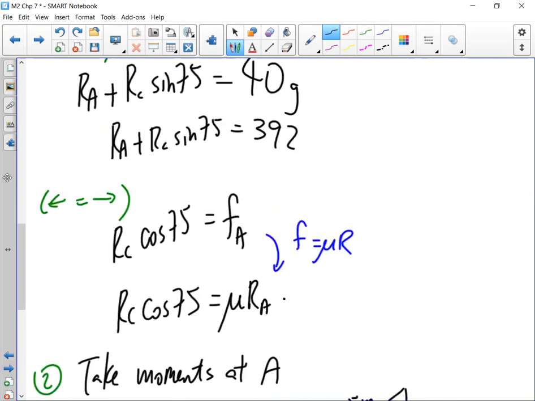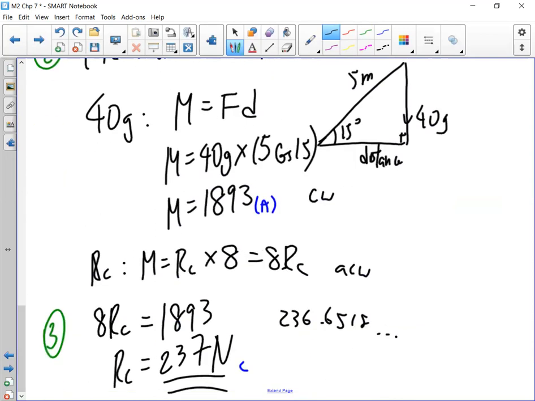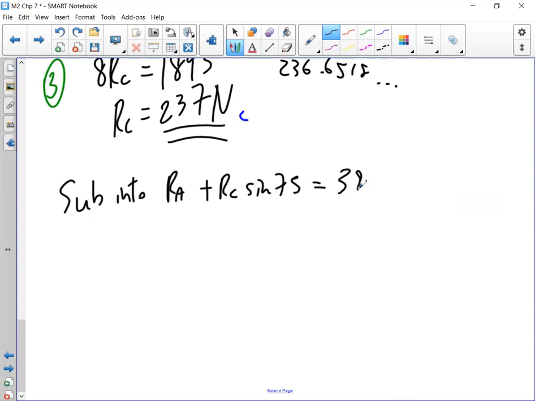So step by step, in order to find mu, I need to find RA. So I'm going to sub into this equation. RA plus RC sine 75 equals 392. So we sub into that one. RA plus 237 sine 75 equals 392.